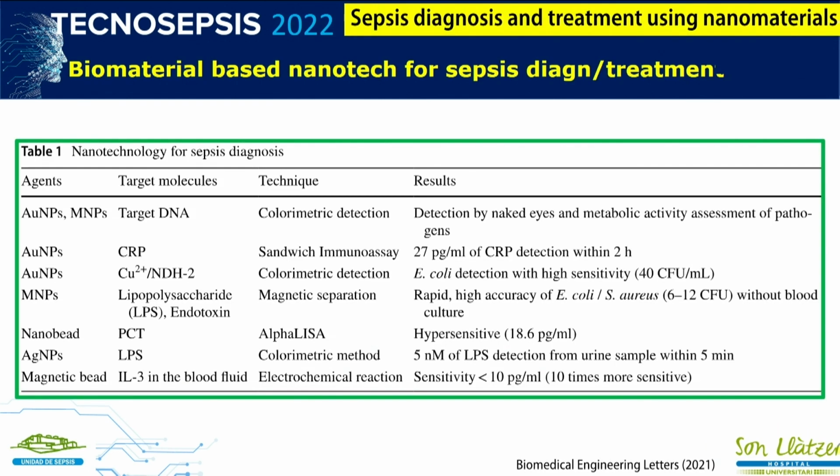So in the diagnosis of sepsis, it's possible to use different materials, for example iron, gold particles, different metal particles. It's possible to identify targets such as CRP, PCT, lipopolysaccharides, and of course use different techniques. The most common is colorimetry detection, immunocapture, and magnetic separation. TEDOS is an example of a system that uses magnetic resonance to identify microorganisms.